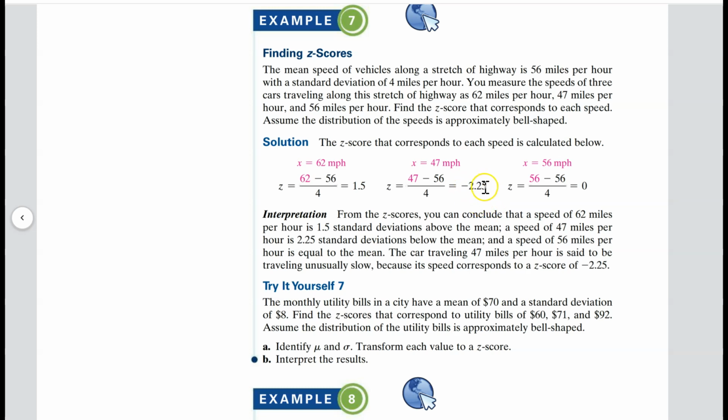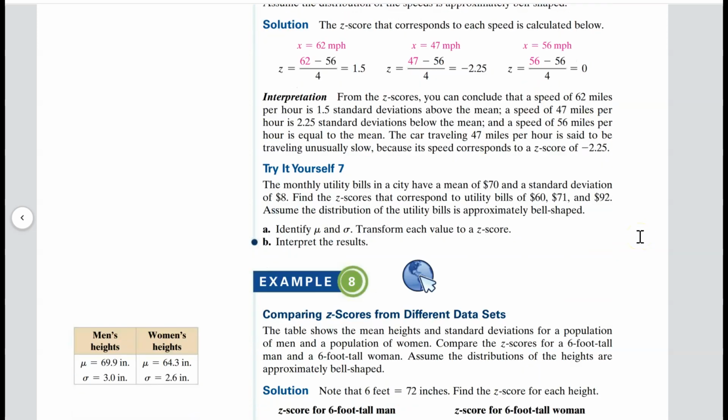I think I'd be suspicious of that car for going so slow because it's very unusual. All right, and then the last one is going 56, so that's going to have a z-score of 0 because it's going the mean. So 56 minus 56 is 0. So you get 0 for that one.